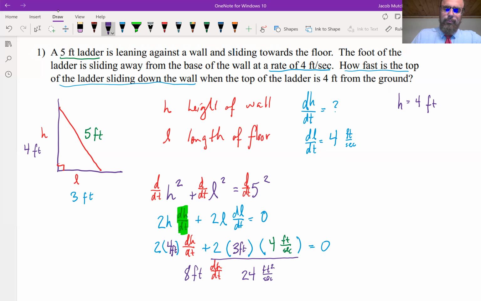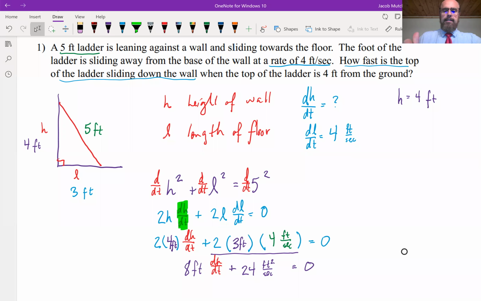And the operation between is plus. So at that point, I just need to subtract 24 and divide by 8. And what that's going to give me is dH/dt equals -3. And my feet are going to cancel one with the other. So feet squared divided by feet is just going to be feet per second.